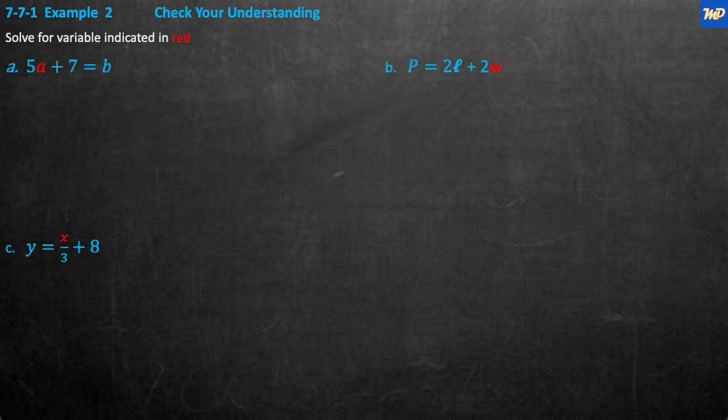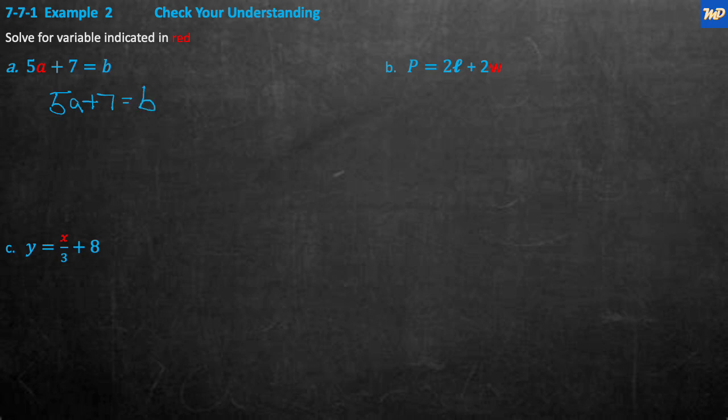Okay? So let's do some problems. Let's try a few. We're going to check our understanding here. We're going to solve for the variable indicated in red. Hopefully this won't be too hard. Let's take a look. So we have 5a plus 7 equals b.